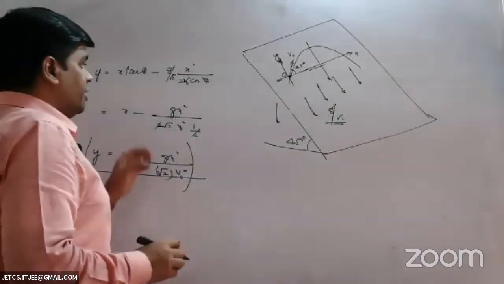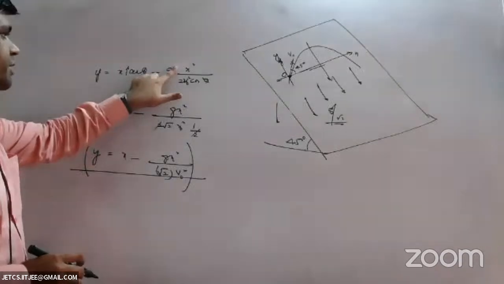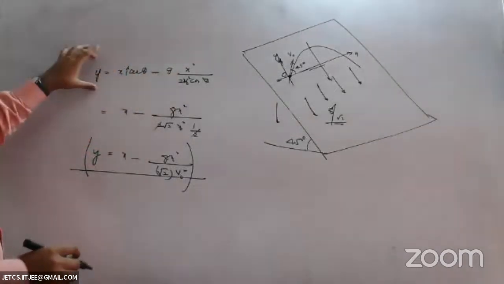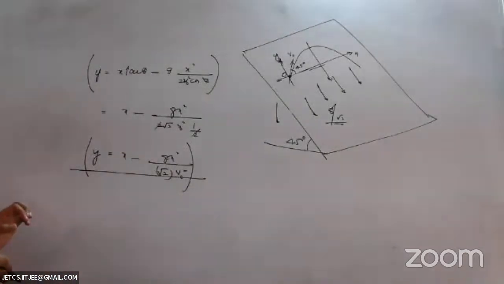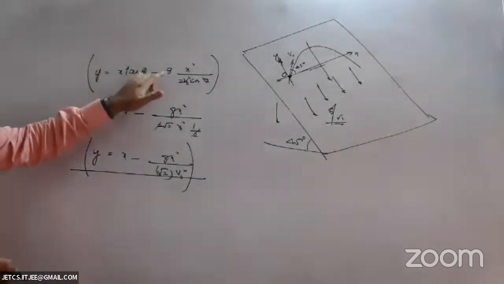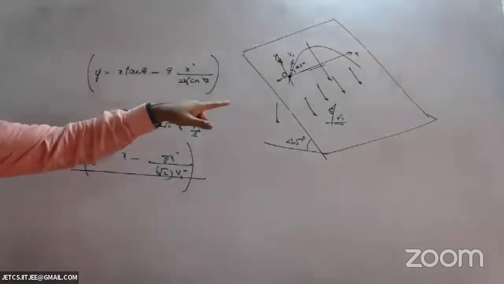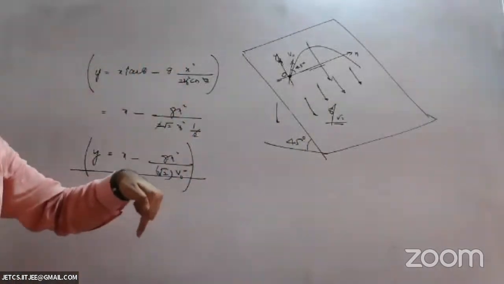Right. So I know the equation of trajectory is given by x tan theta minus g x square by 2 u square cos square theta. This you have to remember. Otherwise, you will have to derive it, which will take another minute. So better remember this one. Once you know it, all I have to do is replace g with g by root 2, because my acceleration, instead of g, is g by root 2.